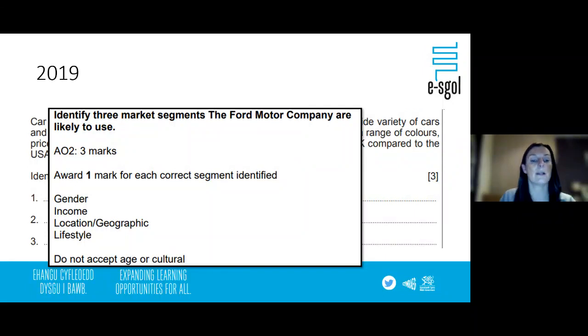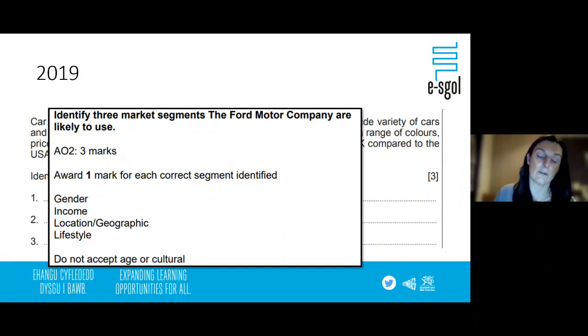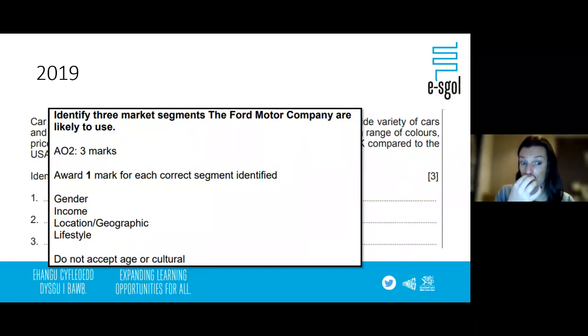Now it says do not accept age or culture, because if you think about the car market, if you're going for a Ford Fiesta, you will see 18-year-olds drive it and you'll also see 83-year-olds drive it. They don't distinguish between age, nor do they distinguish between culture. So you'll have somebody in Japan drive the same sort of car as someone in the UK. If you think about a Subaru or something like that, they don't tend to distinguish between those market segments or that demographic.